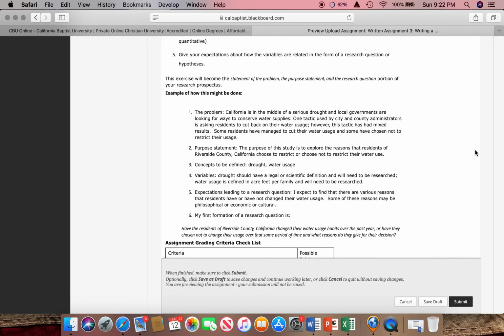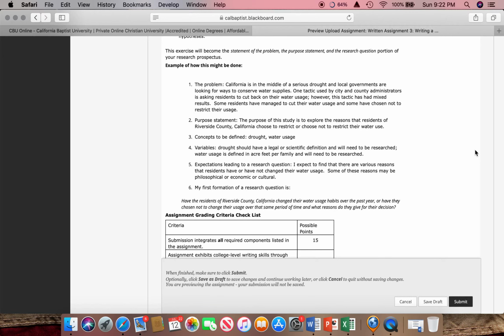The concepts that are going to need to be defined are what is actual drought and what is actual water usage. Some of the variables: drought should have a legal or scientific definition and will need to be researched. Water usage is defined in acre-feet per family and will need to be researched. The expectations leading to a research question: I expect to find that there are various reasons that residents have or have not changed their water usage. Some of these reasons may be philosophical or economical or cultural.